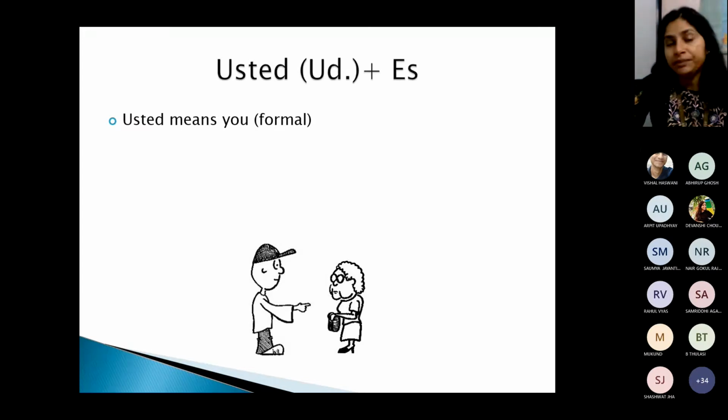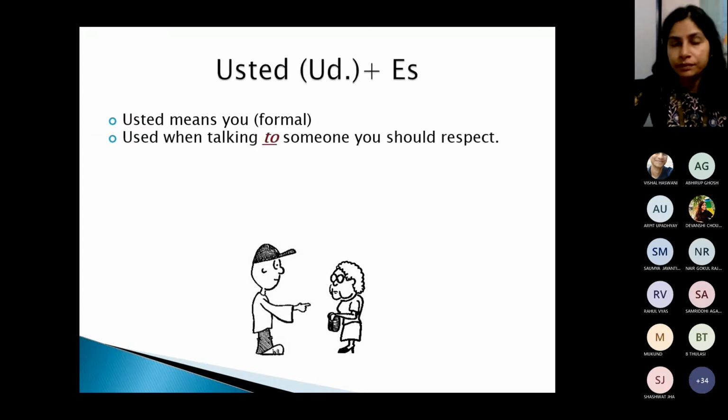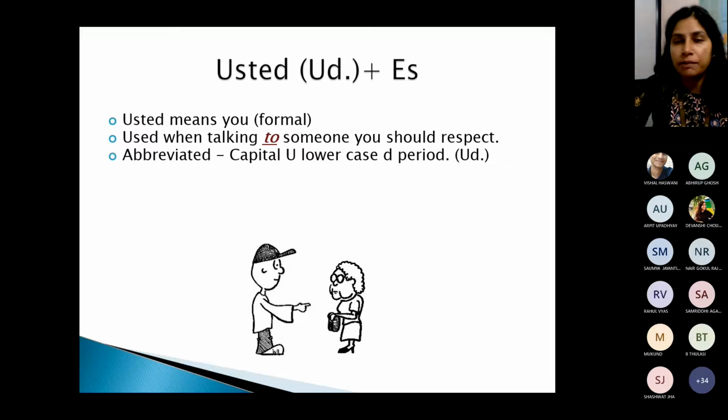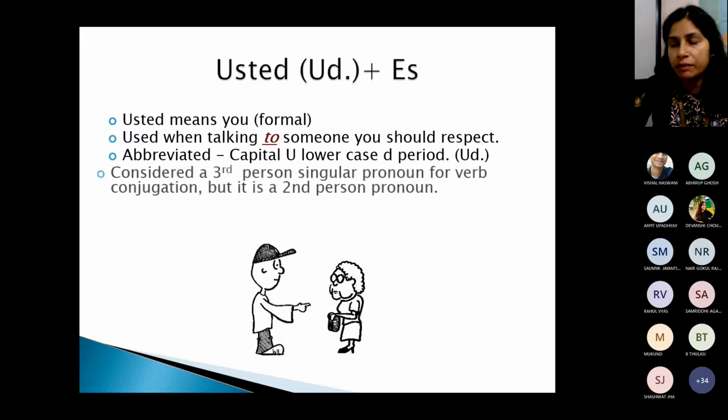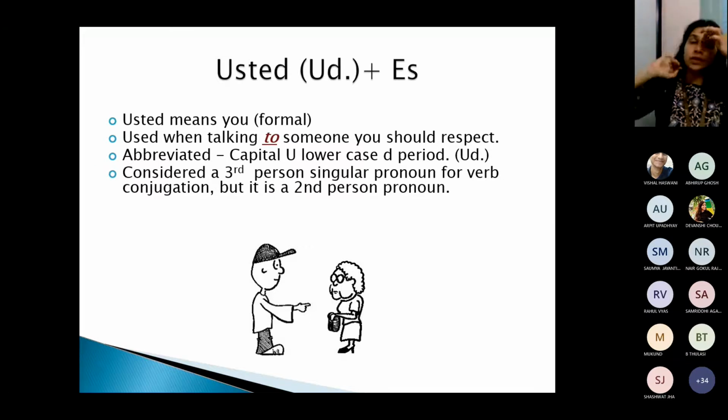So usted means you formal. When we talk to a person whom we give respect, we use usted. The abbreviated form is Ud., so sometimes you will find Ud. Consider the third person singular pronoun for verb conjugation, but it is a second person. I told this, so whenever you forget, you come to these slides.